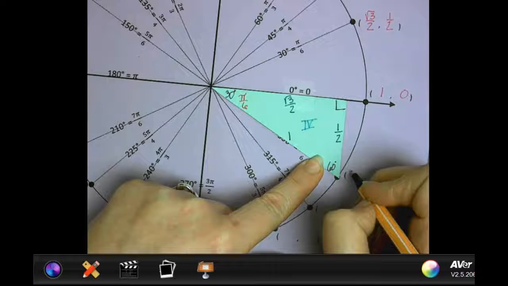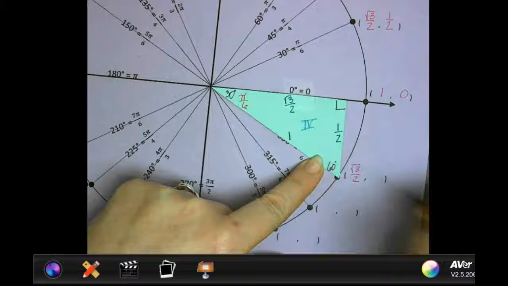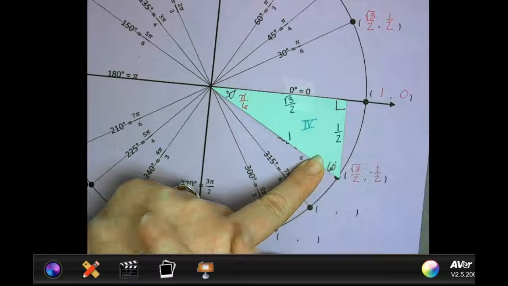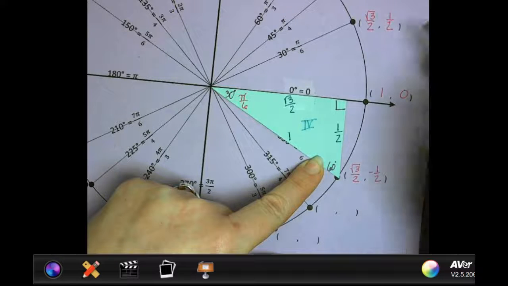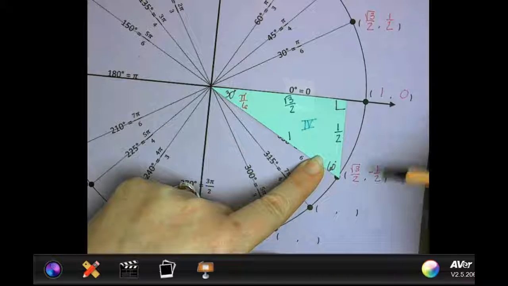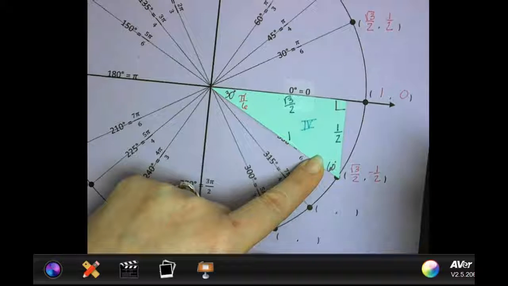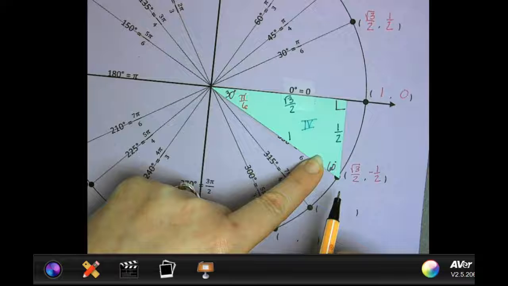Square root of 3 over 2. What's the y value? Negative 1/2, because I'm in the fourth quadrant, right? The values are the same. It's just the signs that are different. So technically the values aren't the same, but you know what I mean. The number itself is the same; it's the sign that's different. Okay? We good with that?